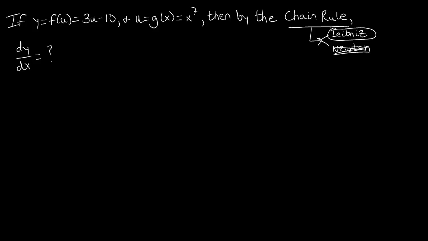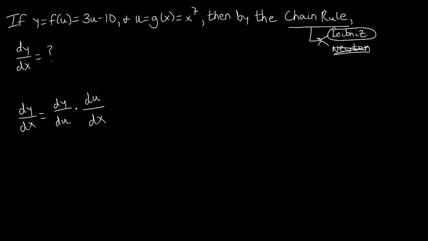in a situation like this, where if we have a function defined by a variable u, that u is used to define another function. When we have something like this, to find the derivative of y with respect to x, the Leibniz form tells us that we can take first the derivative of y with respect to u, and then multiply that times the derivative of u with respect to x.